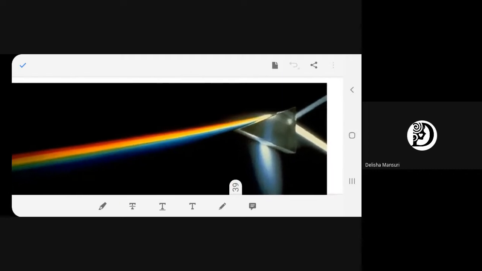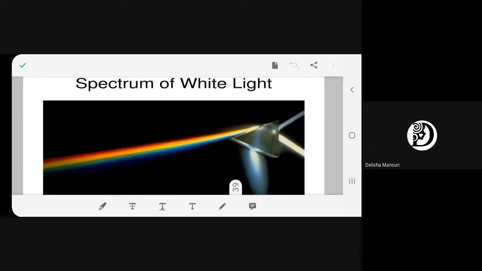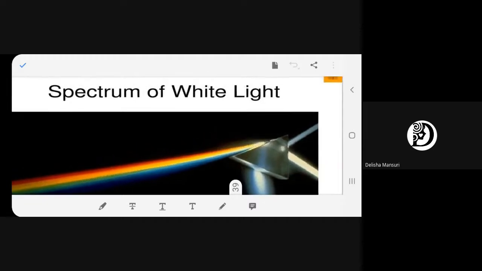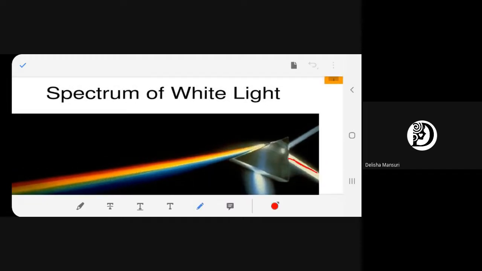Same thing. Spectrum of white light. This is the white light. Can you see this white light? This is the white light, and this gets dispersed into a spectrum. Got it? So spectrum is always of white light. Got it? Yes.